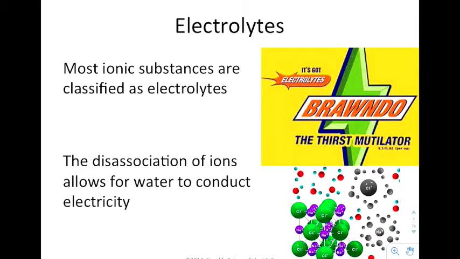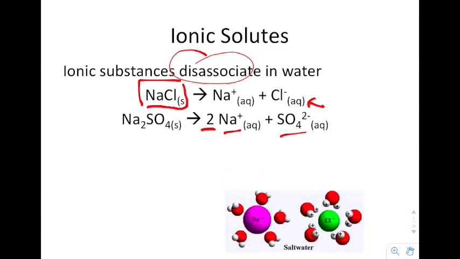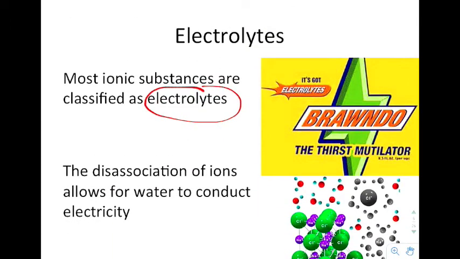Now, this dissociation leads us to classify ionic substances as electrolytes. Electrolytes are called electrolytes because they dissociate, and that dissociation allows them to conduct electricity. So if you were to run an electrical current, the fact that you have ions here will allow electricity to flow freely through that particular substance, whereas with traditional water, it would not.